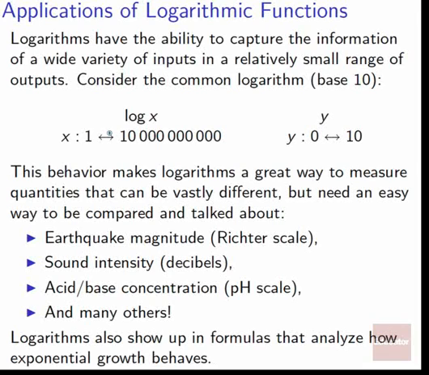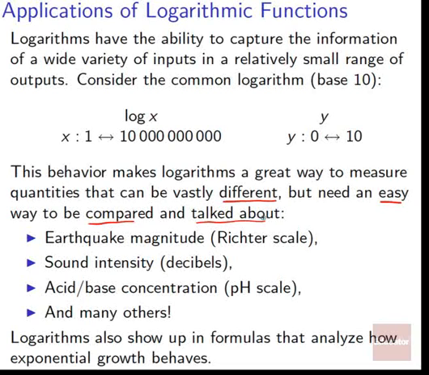This behavior makes logarithms a great way to measure quantities that can be vastly different, things that can have really huge variance in what you're measuring, but we want an easy way to compare or talk about them. We have to be able to talk about these things, they come up regularly, and we don't want to have to say numbers like 10 billion or 9,572,000,000. We want some number that's fairly compact, that doesn't require all of this talking. So we use logarithms to turn it into this much smaller, more manageable number that makes sense and we can understand relative to these other things.